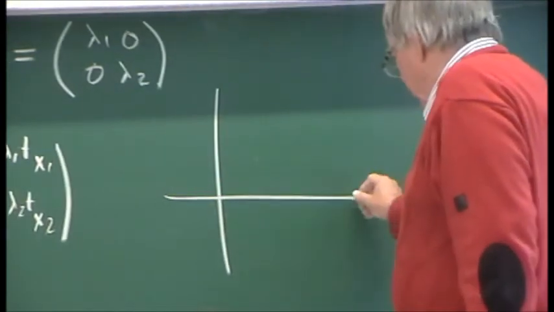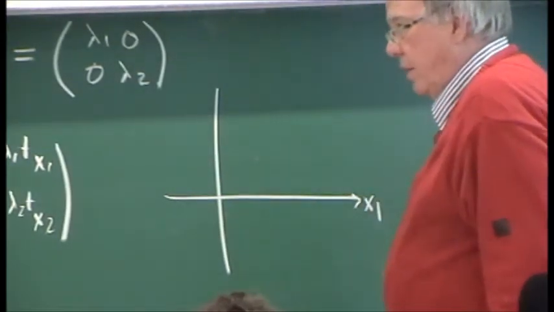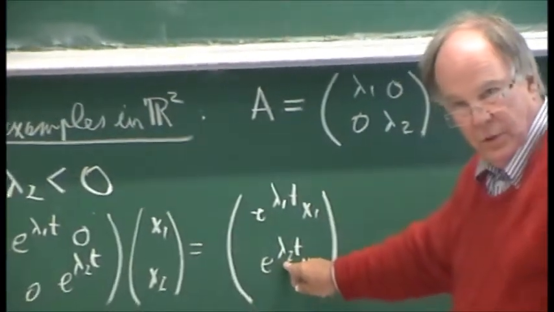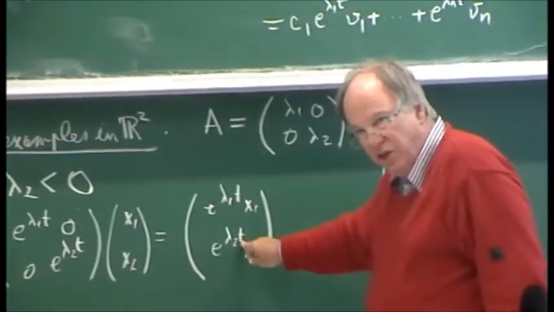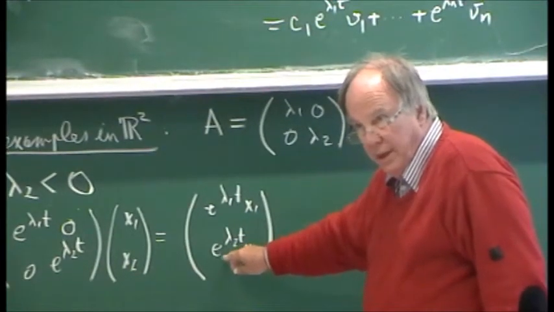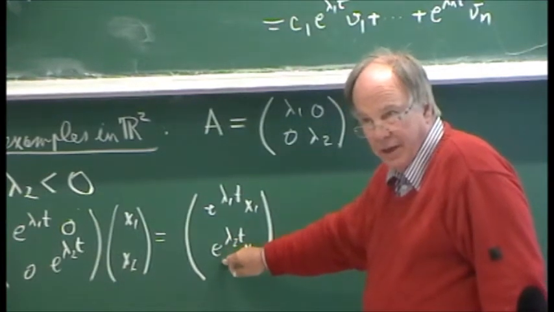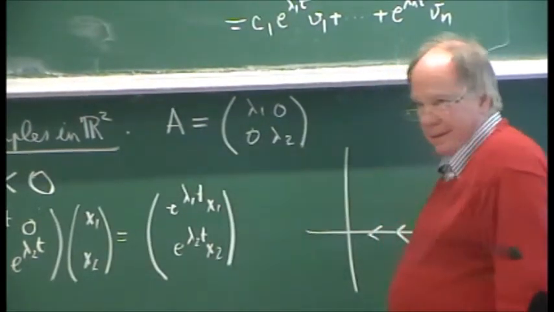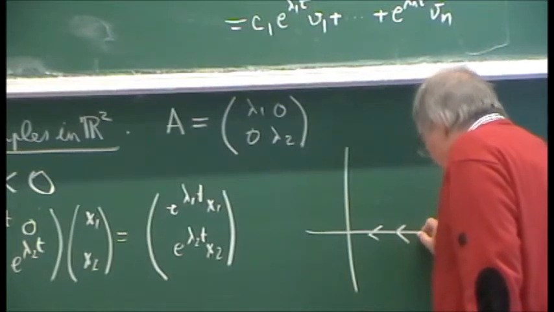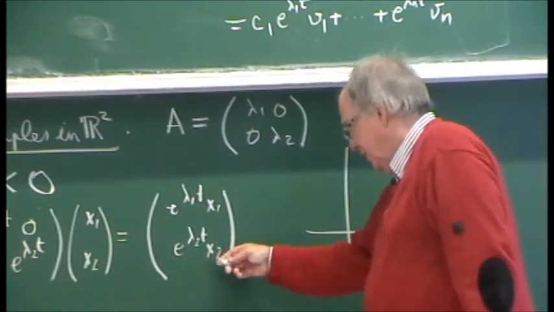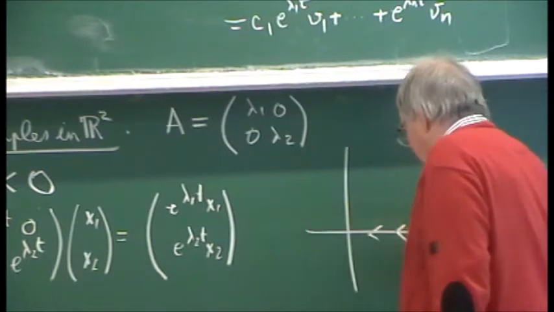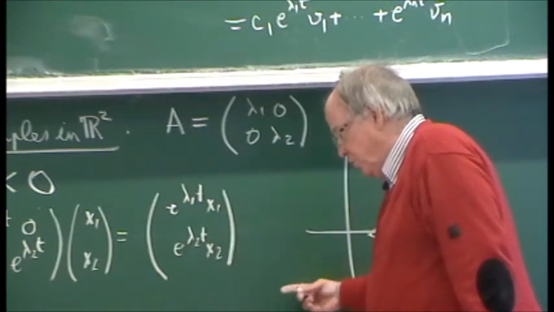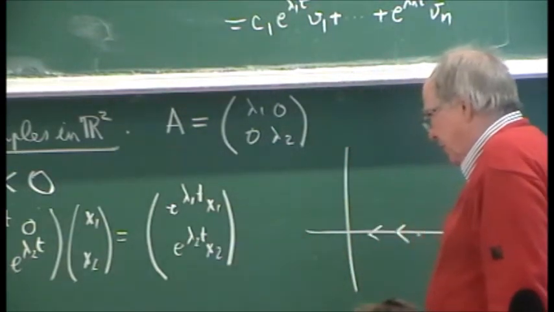Okay? So the x1 axis is here. And what did I say? Lambda 1 is negative. So if this number is negative here, this means as t goes to infinity, this becomes 0, right? E to the minus t goes to 0. And so you put an arrow like this, because if you start here with a point and you let it flow, this thing is invariant. It's an invariant line. You flow it to 0. This thing flows, depending on the size of lambda 2, to 0 as t goes to infinity.